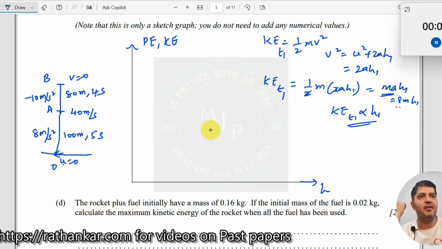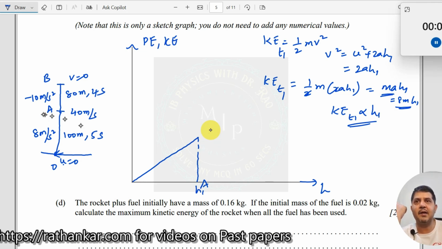8 times m into h1, where m is the mass of the particle. Okay, so I will write like this over here. This is your height h1. That means we have reached this point A. Let me write this as point A here. Point A, it is reached here.